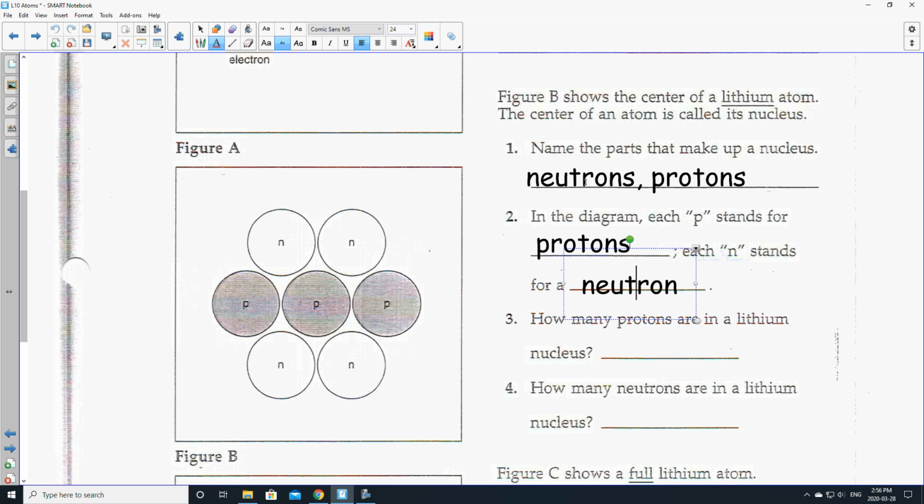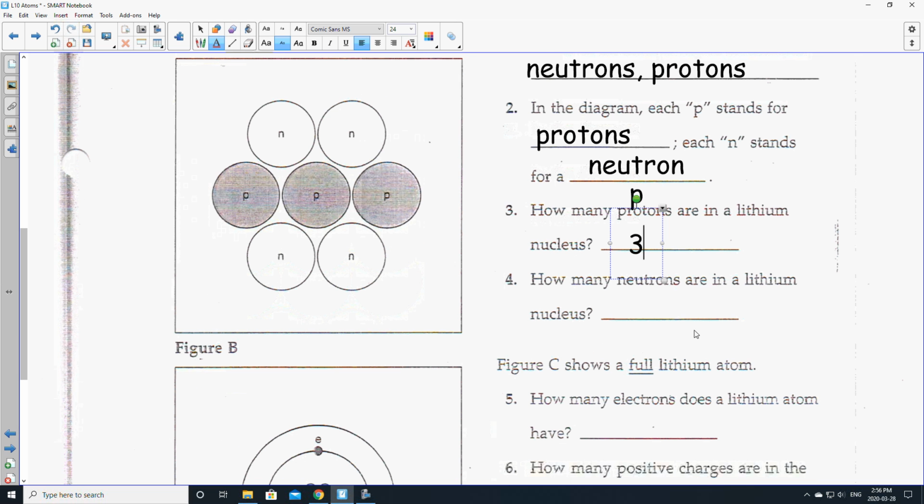Let's count. How many protons are in a lithium nucleus? Okay, so what we're doing here is counting the number of P's in this picture. Okay, so 1, 2, 3. So we're going to write down the number 3. Okay, so we're going to do a few of these together, and then you can do some on your own. How many neutrons are in a lithium nucleus?